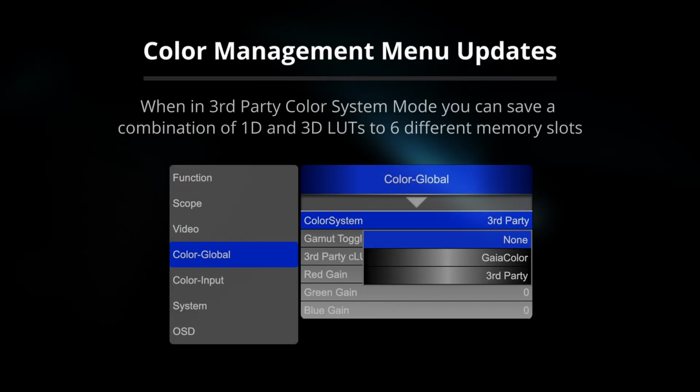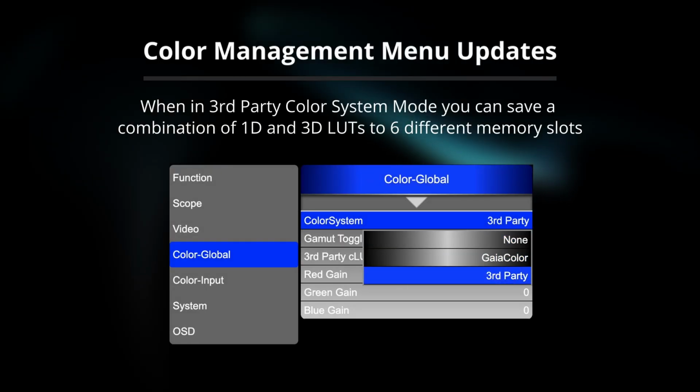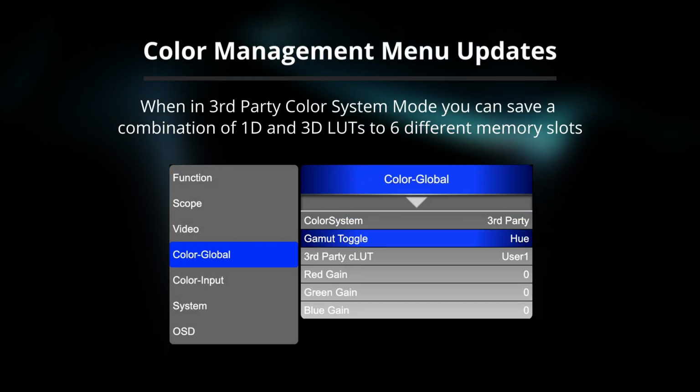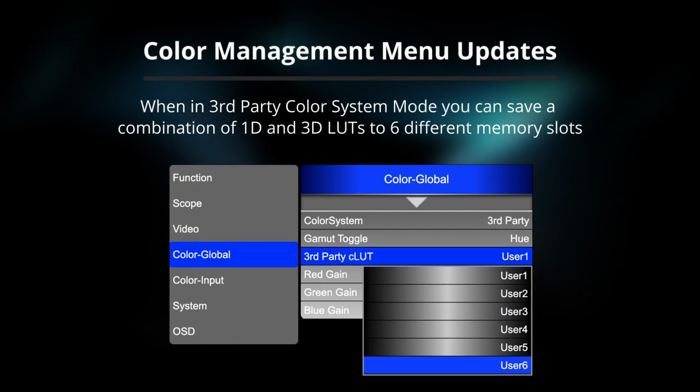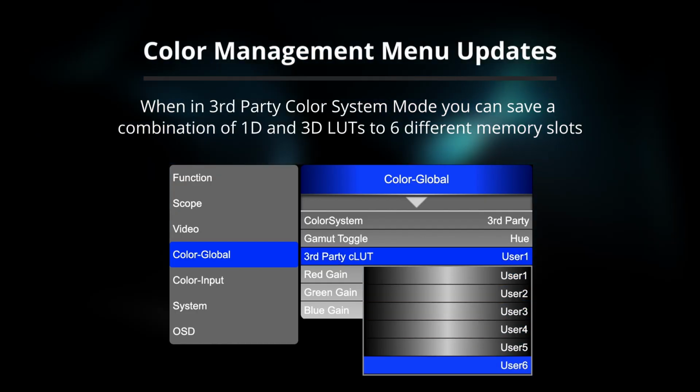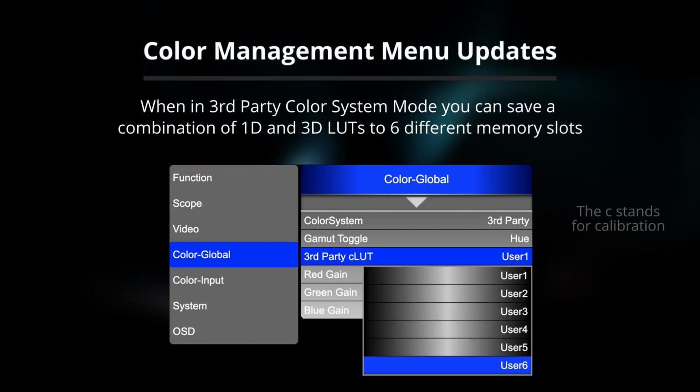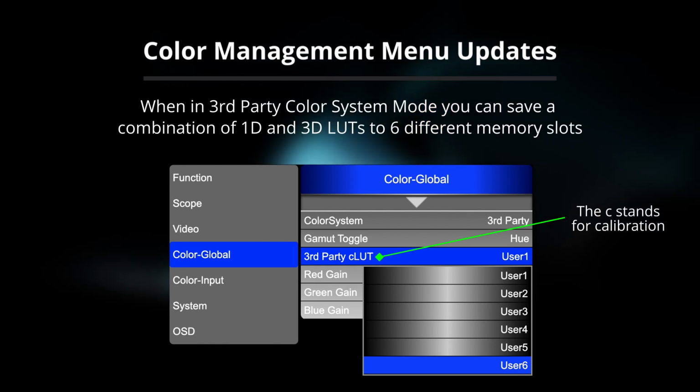When in third-party color system mode, you can still save a combination of 1D and 3D LUTs to 6 different memory slots, and we've renamed this for greater clarity to third-party CLUT, where the C stands for calibration.